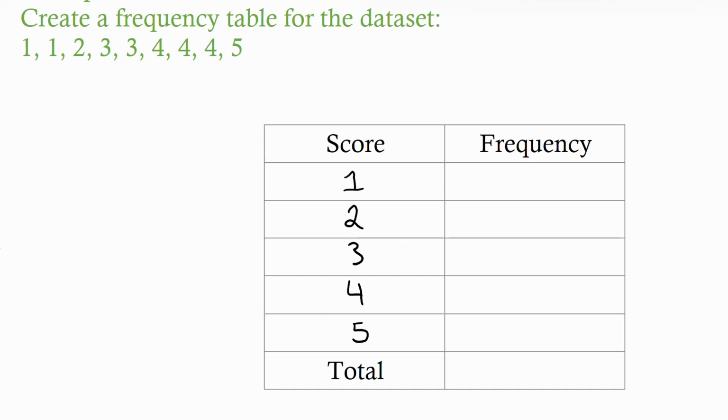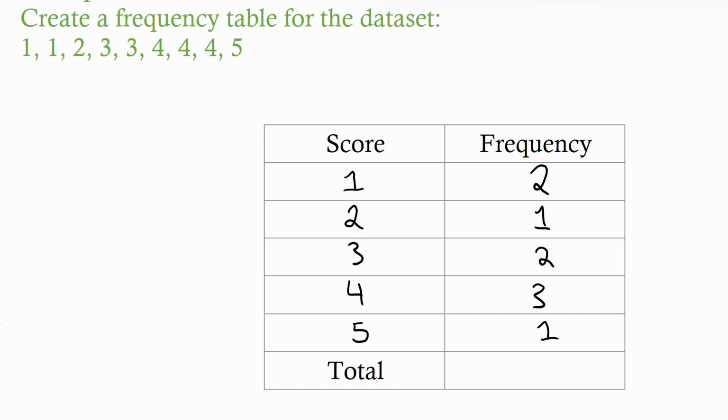Now what we're trying to identify is our frequency, which means how often that number occurred. The score is just the different data values that you've collected, and the frequency is the number of times it occurred. Essentially for 1, how many 1s appeared? In this case, 2 1s appeared. Then we look at 2s: 1 2 appeared, 2 3s appeared, 3 4s appeared, 1 5 appeared.